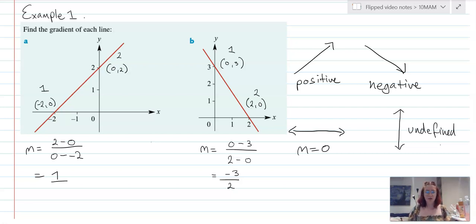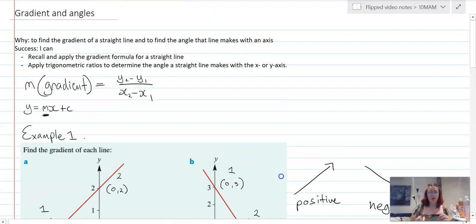That's everything for this video. Hopefully it all made sense. If we look back at our success criteria, you can recall and apply that gradient formula and then apply our trig ratios, really only tan, to find that angle, whether it's obtuse or acute. If you wanted to do it with the y-axis, it would be the exact same process. You just have to flip it upside down, make sure you're using the right ratios.